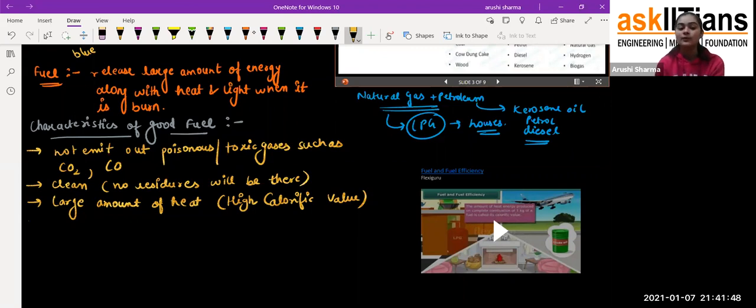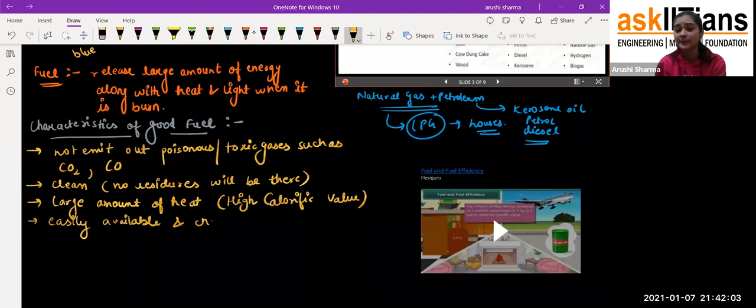Now what's the next characteristic of a good fuel, if I want to ask you? It should be easily available. If it is not easily available, how are we going to use it? Exactly, easily available, and it should be cheap. If that fuel is not cheap in nature, or if it is costly, how are we getting benefit from it? Exactly. And these are some of the things. And yes, ignition temperature, it should have a moderate ignition temperature.